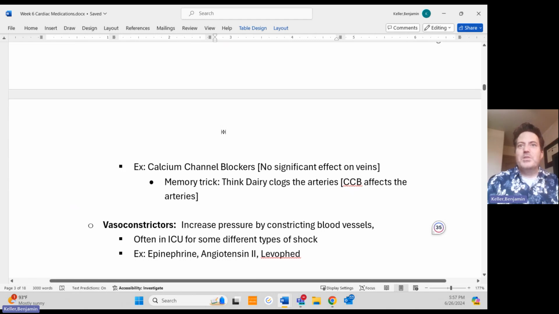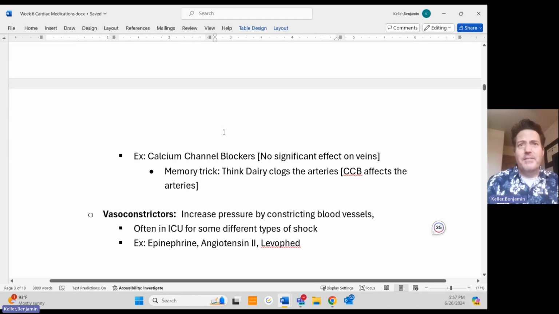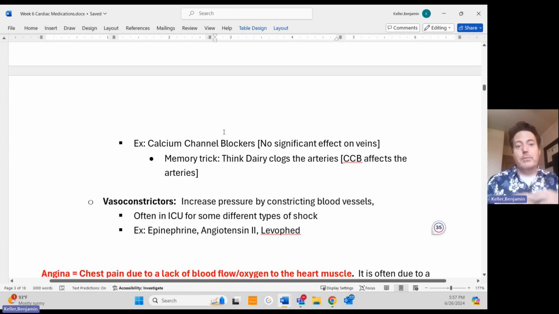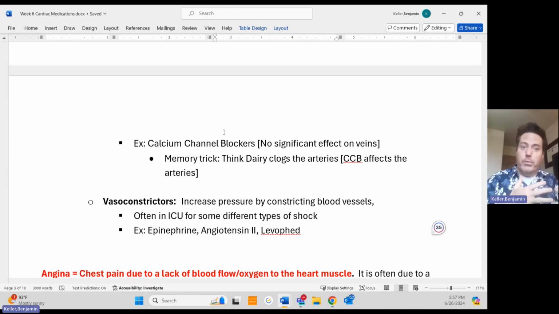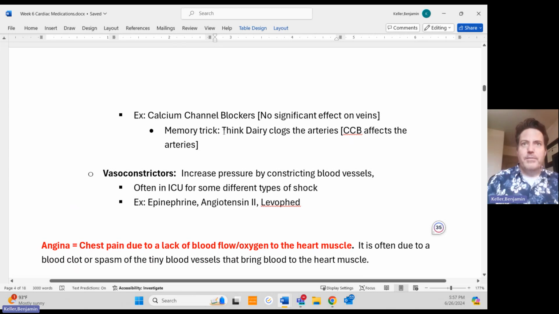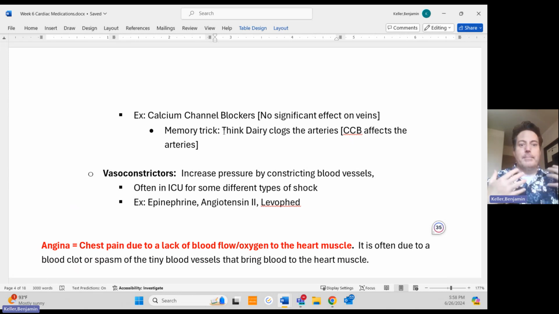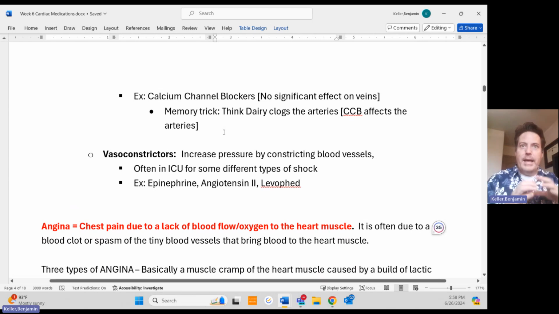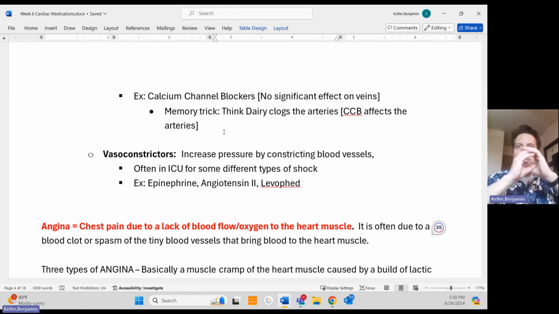Another example is a calcium channel blocker that doesn't have a lot of effect on the veins. It's mostly on the arteries. And so the way I think about that is calcium, like dairy, blocks my arteries, right? So calcium blocks your arteries. It actually relaxes the arteries, but it's the way I can remember that calcium blockers work on the arteries more so than the veins. So not a perfect memory trick because it can be a little bit confusing there, but you can think that the dairy that I eat affects my arteries. That kind of works.